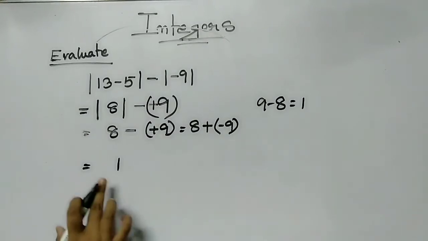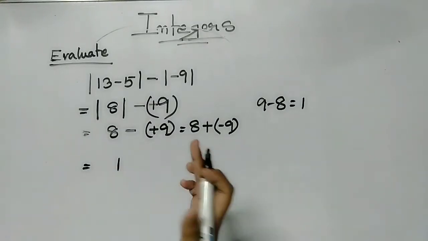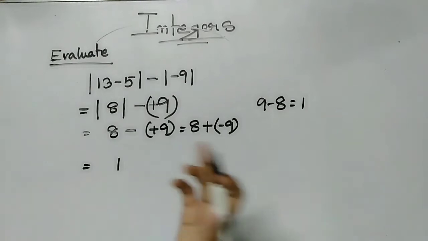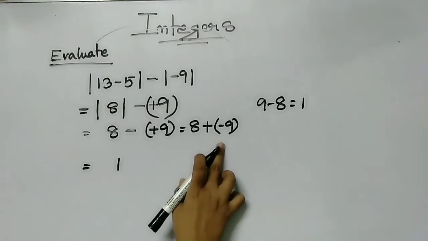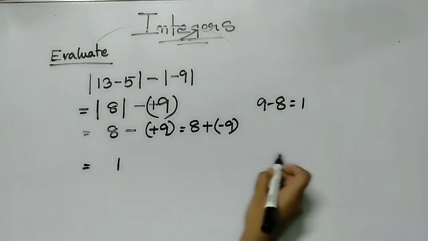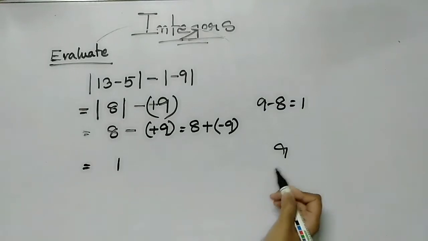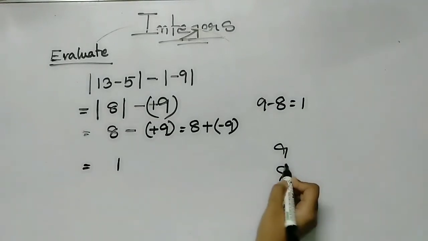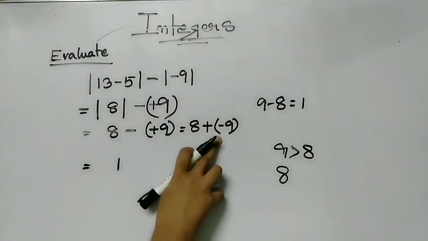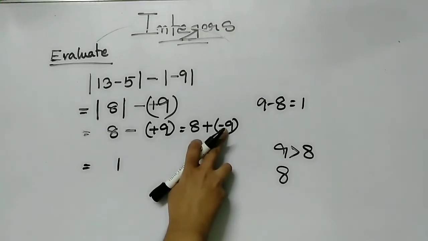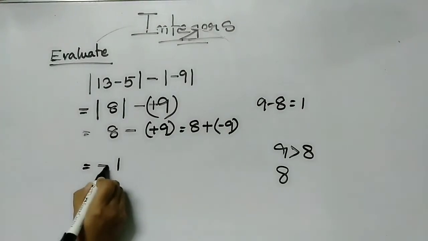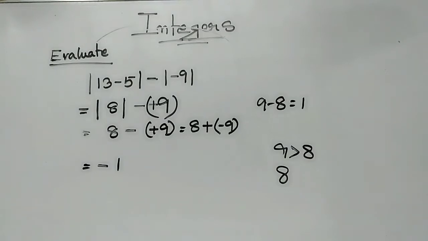And what will be the sign? The greater absolute value integer's sign is the sign. So minus 9 has the greater absolute value 9 and 8 is the smaller absolute value 8. So 9 greater than 8. So we have to put the sign of 9, and the sign of 9 is minus. So the answer will be minus 1. Therefore, answer equal to minus 1.